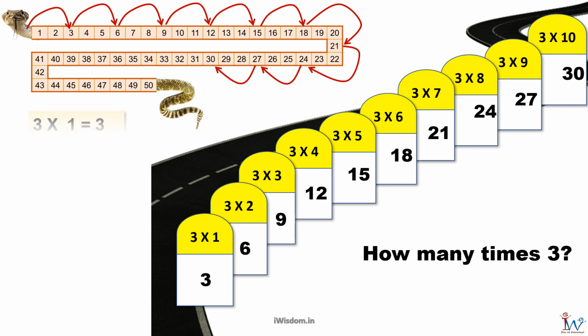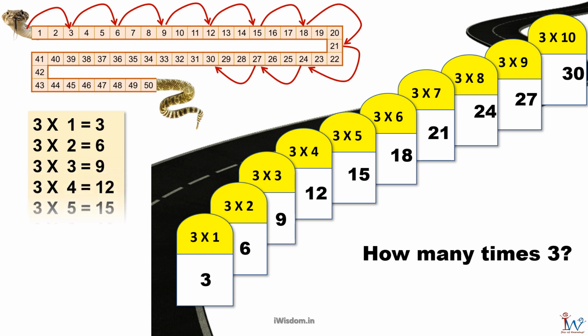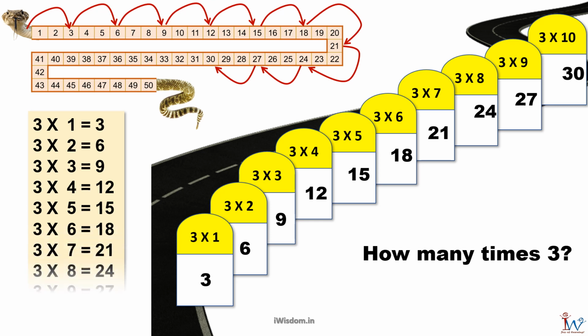3 twos are 6. 3 threes are 9. 3 fours are 12. 3 fives are 15. 3 sixes are 18. 3 sevens are 21. 3 eights are 24. 3 nines are 27, and 3 tens are 30. Once you memorize this table, you will be able to answer how many times 3.